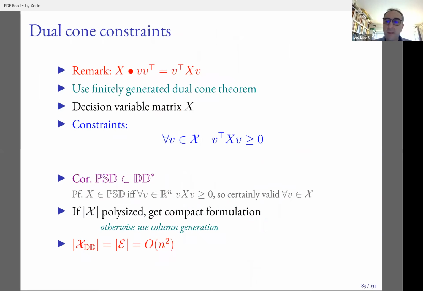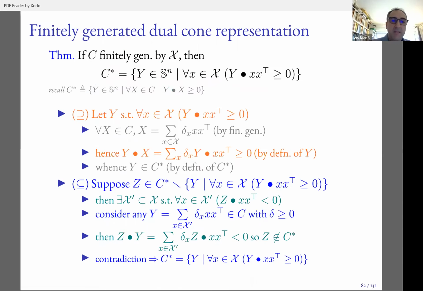Okay, Leo. Yes. Could you just tell us what S is again? It's on the previous slide. Y is in S^n. So S^n is the set of all symmetric matrices of order n. So this is saying that Y is a symmetric matrix of order n.